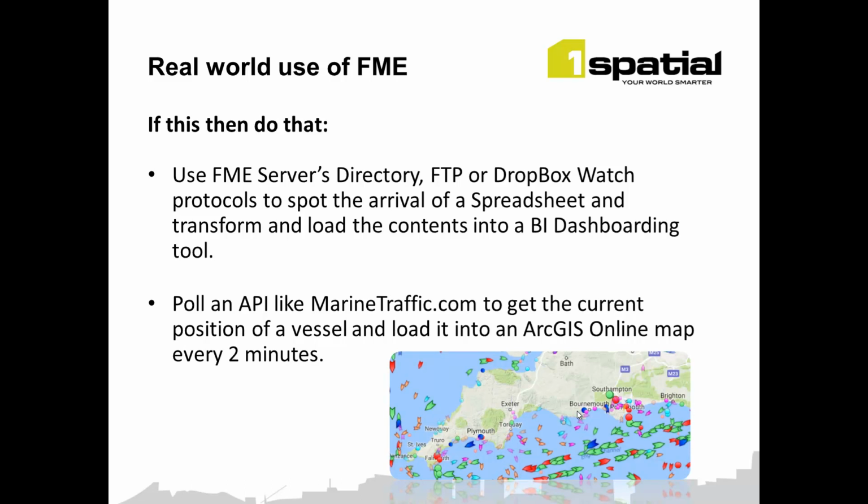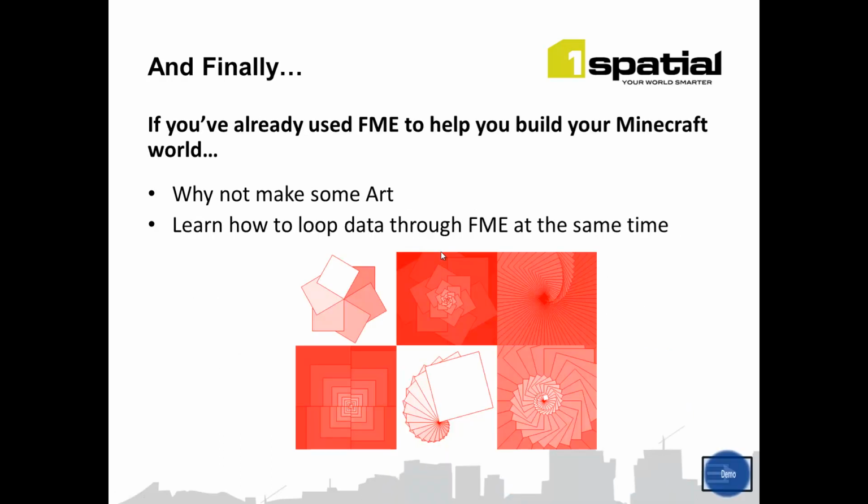Or perhaps you want to automatically poll an API, something like Marine Traffic, a project we've worked on a little while ago, grabbing the locations of vessels, loading an ArcGIS Online map. Process runs every 2 minutes. AGOL is updated every 2 minutes, and vessels move around the map automatically thanks to FME. So if something happens, trigger a process, trigger FME to do something. Maybe a record turns up in a database, and a trigger in Oracle runs an FME process to go and do something with that record.